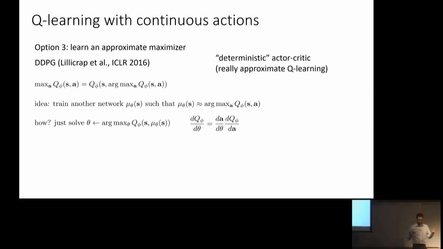So you train theta with gradient ascent, and the gradient is just obtained from the Q function. So you take dQ/dA, dA/d theta. dA/d theta is obtained by backprop through mu, dQ/dA is obtained by backprop through Q. So you just backprop through both of your networks, and that gives you the gradient with respect to theta, and that allows you to train up this mu in order to get it to be close to the argmax of Q. So then your targets are just obtained by plugging in the mu in place of the argmax.